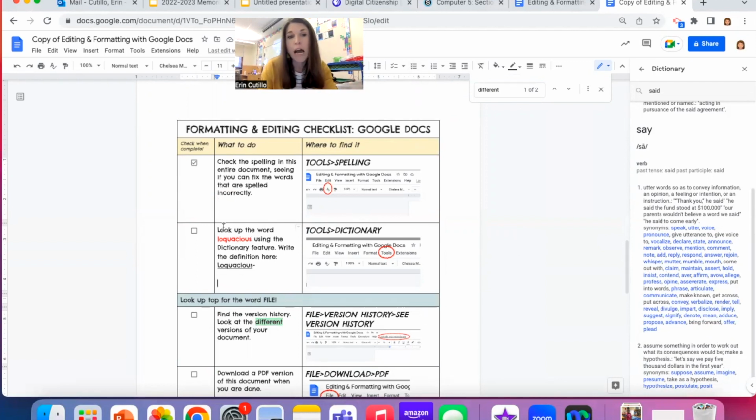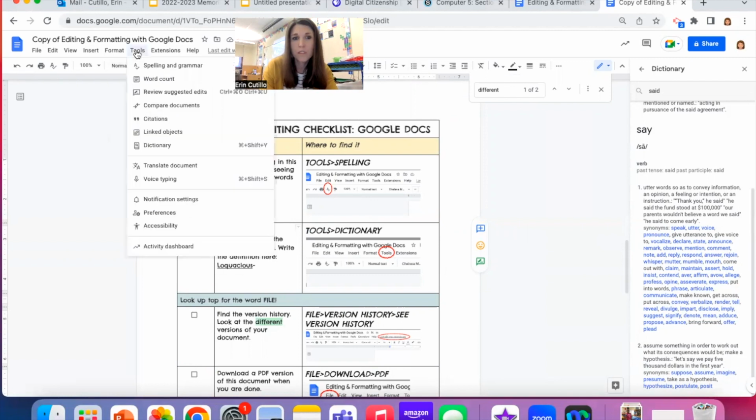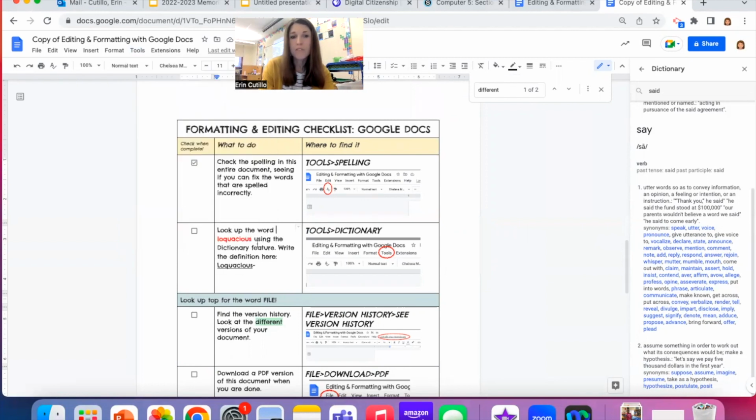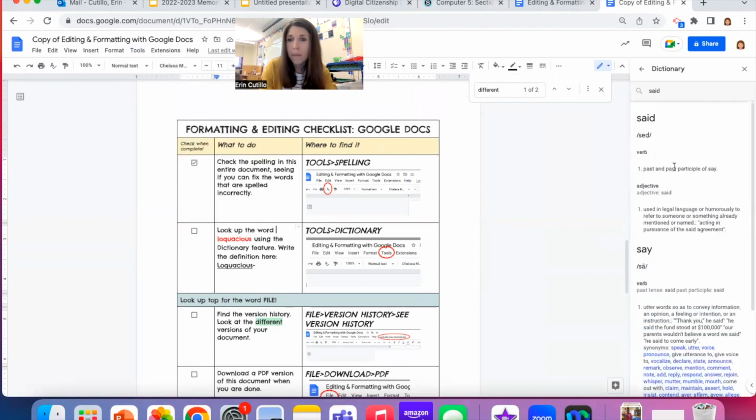So this one, I'm telling you to look up the word loquacious using the dictionary feature. So again, you would just highlight it. You would go to tools, and then you would go down to where it says dictionary. I'm not going to look up the word loquacious for you because that's what the assignment is. I want you to do that. But then once you find out what it means, you're going to tap and select whatever it means. So the word said means past and past participle of say.